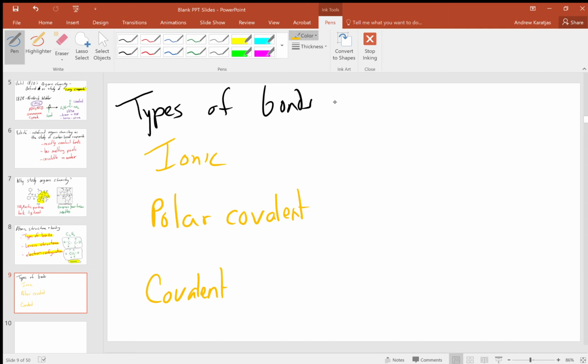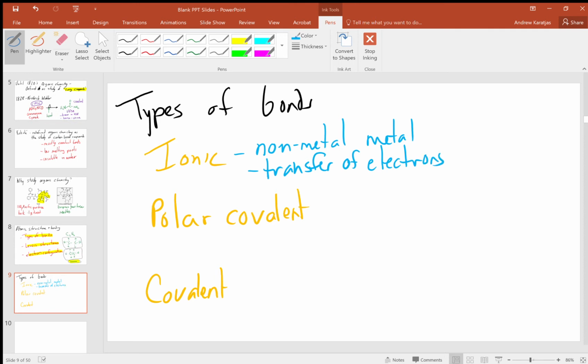So ionic, you may recall, is what we saw typically between a nonmetal and a metal. It was the transfer of electrons from one to the other, and specifically it's the transfer of electrons from the metal to the nonmetal, which formed a positively charged or metal cation and a negatively charged or nonmetal anion. And then through the opposite charges, those two were attracted to each other and formed an ionic bond.